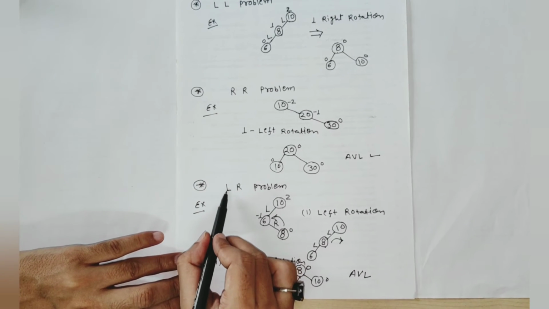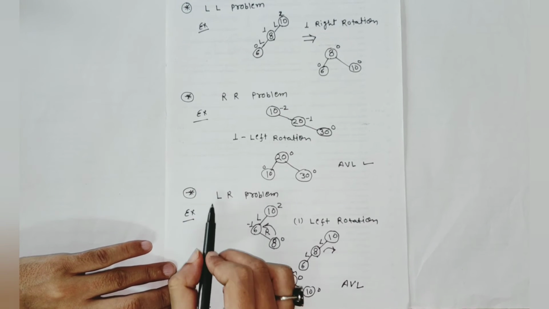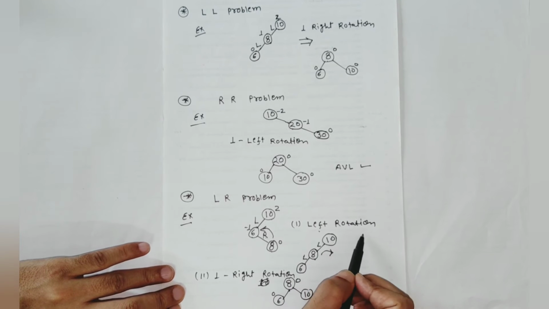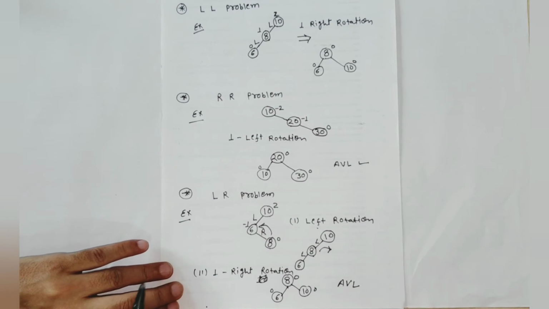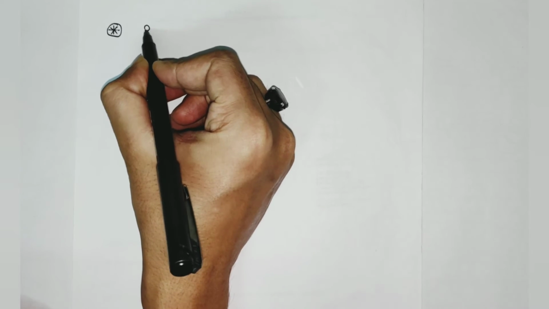Now we have already seen what the LR problem is and how we can solve the LR problem. So to solve the LR problem, we need two steps. First, we need one left rotation. After that, we need one right rotation. Now let's see one more problem, that is the RL problem.